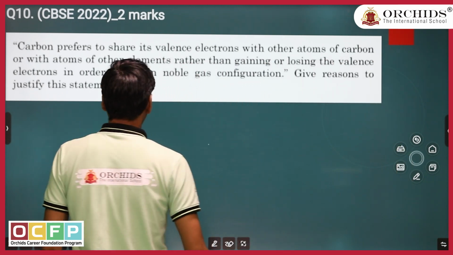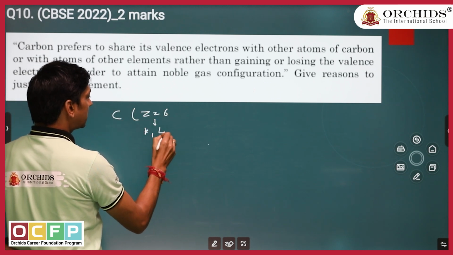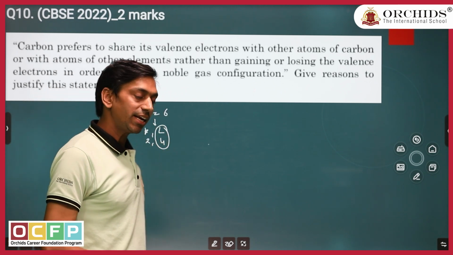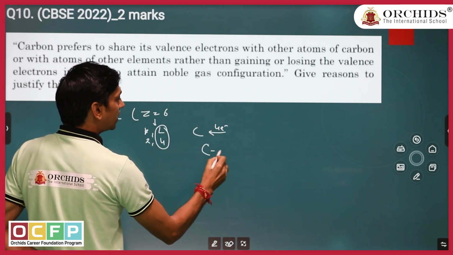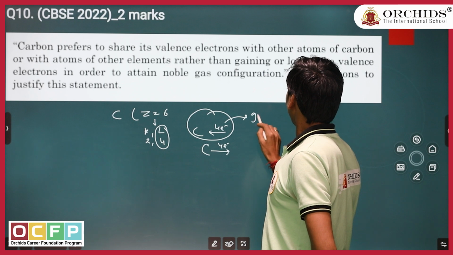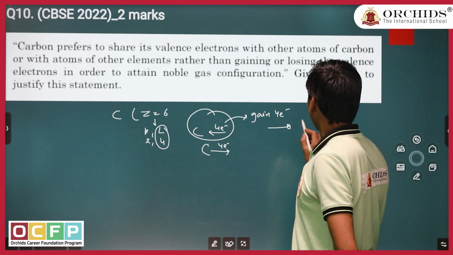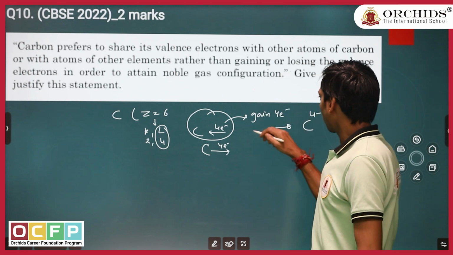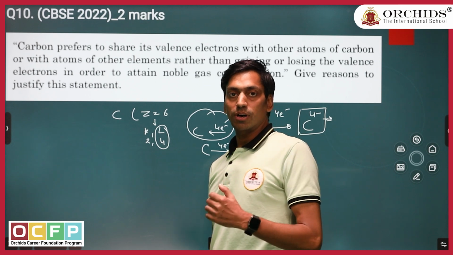So if you see the configuration of carbon, the atomic number of carbon is 6, and the configuration is 2, 4. The valence shell is having 4 electrons, and carbon needs either to gain 4 electrons or to lose 4 electrons. If carbon gains 4 electrons, it will turn to an ion, C4-. Gaining of electrons leads to negative charge. Negative ion is called an anion.